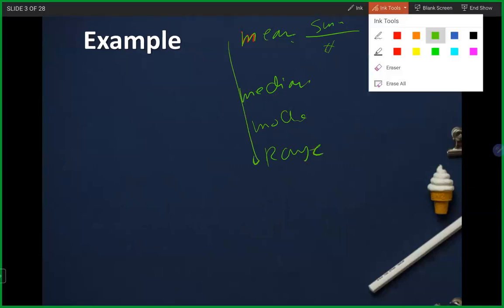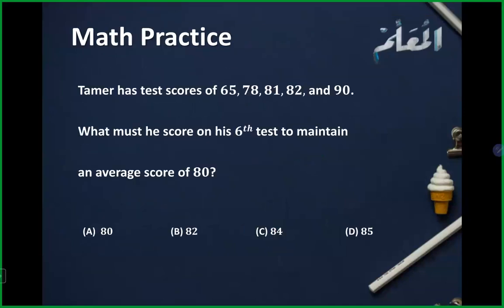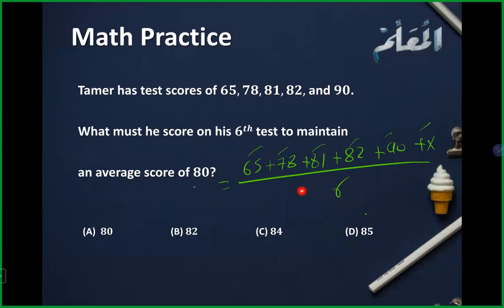هنحل بعض الأسئلة صغيرة بس statistics لهون. Math practice مثلا as an example هنا. Tamer has test scores of 85, 65, 78, 81, 82, and 90. What must be the score of the sixth test to obtain an average score of 80? So 65 plus 78 plus 81 plus 82 plus 90 plus x all over 1 2 3 4 5 6, 6. That's equal to 80. Shift solve بالcalculator بيطلع لي الجواب مباشرة, which is equal to 84. Okay.